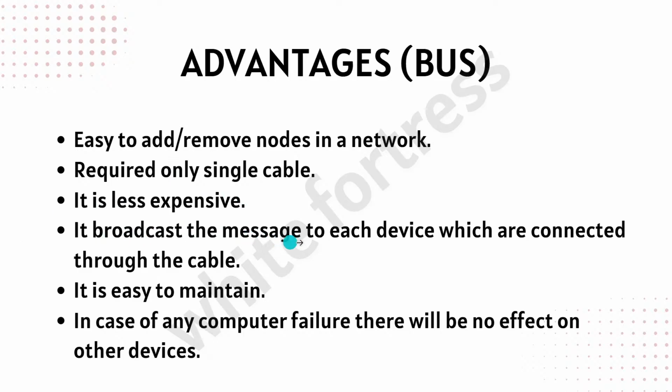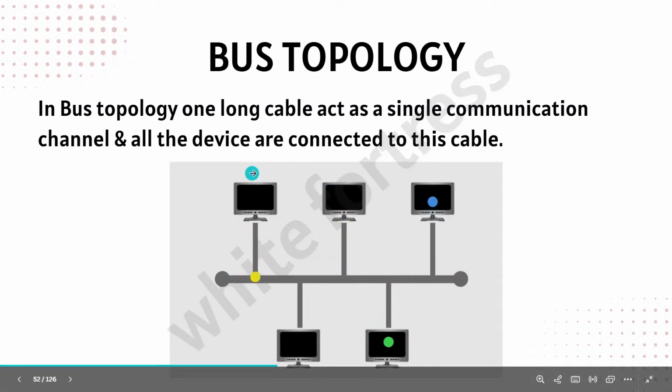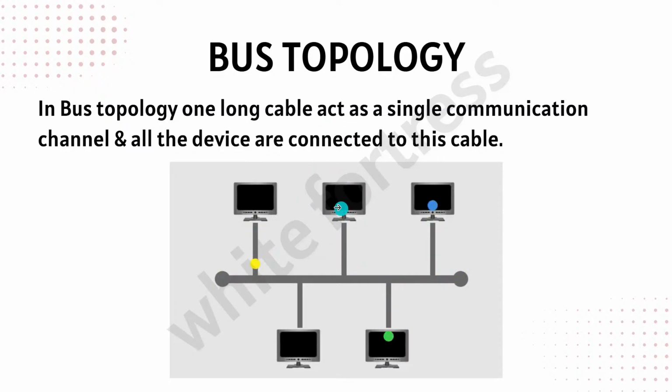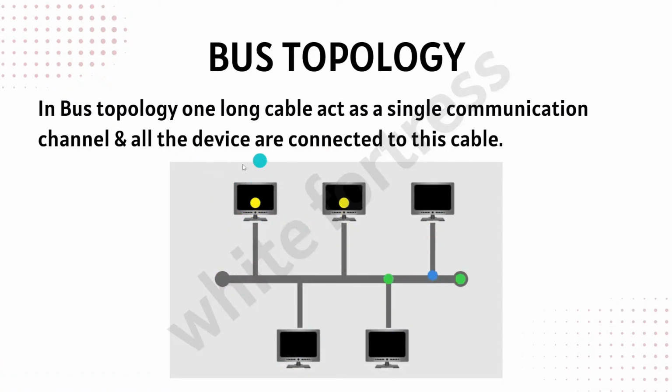Next, it broadcasts the message to each device connected through the cable. Just like I told you, from this system it will broadcast to all other systems. But all the other systems, like this one, this one, this one, will drop the packet, and only this system will receive the packet because it was meant for this one only. Because I told you a packet's header contains information like source and destination IP address, source and destination MAC address, and port numbers. I hope this is clear.